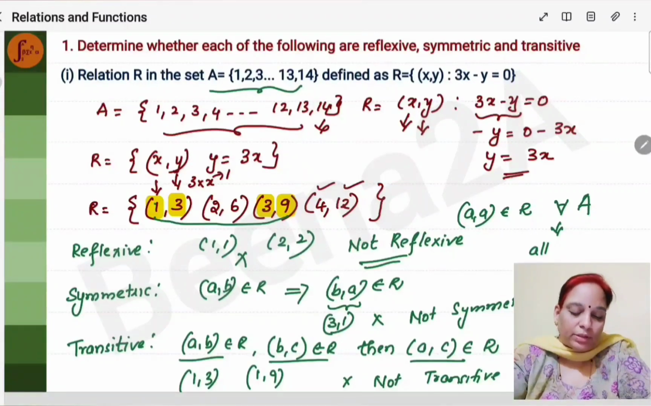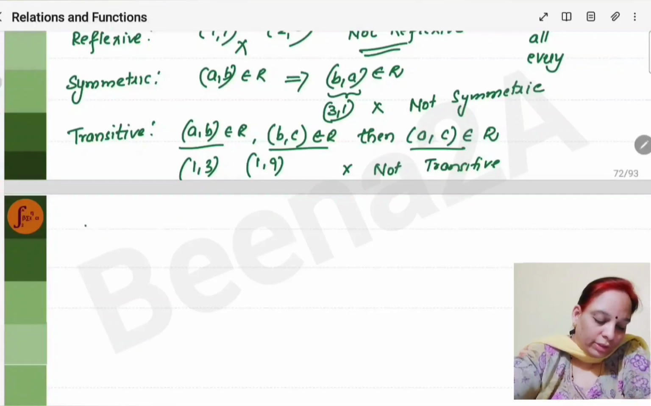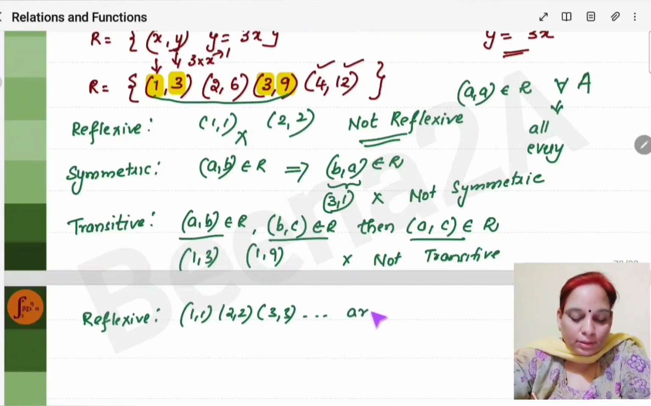Not transitive. So the way you should write the answer is, for reflexive, you can say 1, 1, 2, 2, 3, 3 are not present in R.